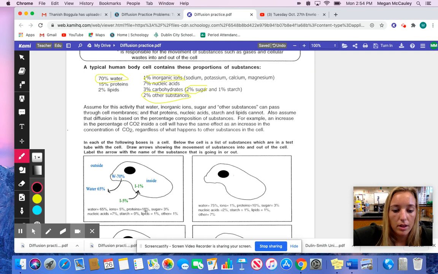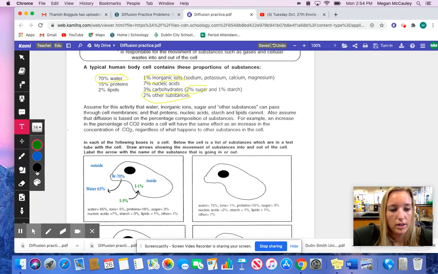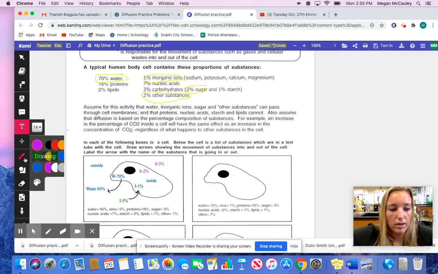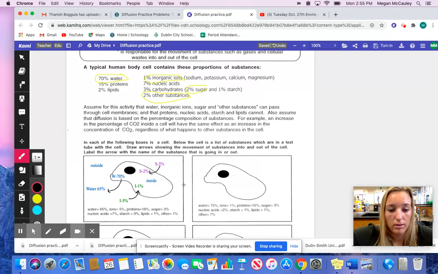Okay? Now we're going to look at what else? Proteins. Can proteins cross our membrane? Did I circle that up here? Nope, so we're going to ignore it. Sugar. Can sugar cross our membrane? Absolutely. I circled it. 2% sugar. So sugar, let's do purple. So sugar is 2% on the inside of the cell. And sugar is, based on this, 3% in the test tube. Okay? So which way is it going to shift? Well, there's more on the outside than there is on the inside, so to even that out, it's going to shift in towards the cell.